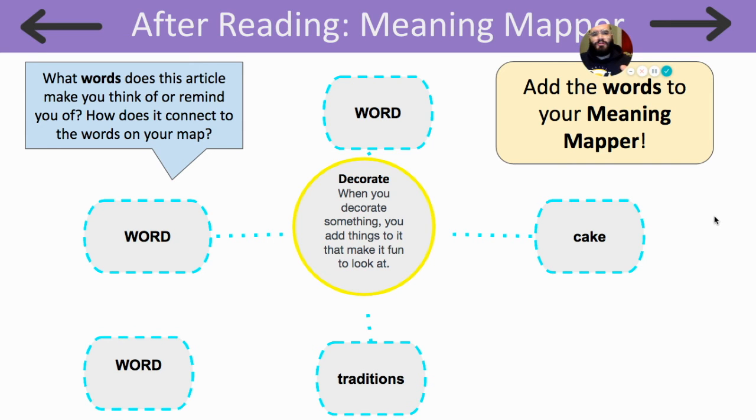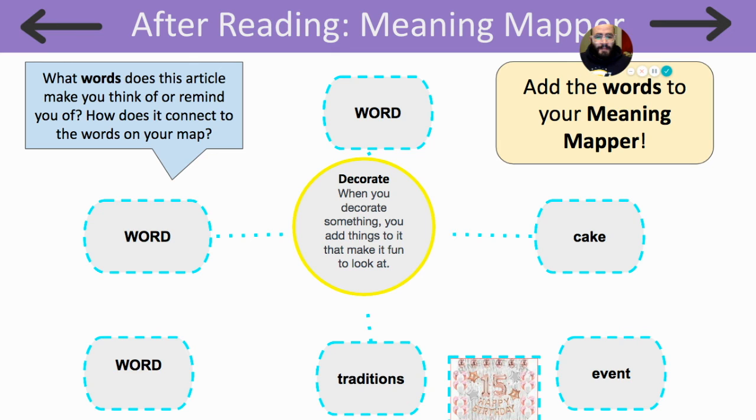Now I want us to go back to our meaning mapper. In the middle, we have the word decorate, and when we decorate something, we're trying to make it prettier, we're trying to make it look better. We already wrote down the words cake and traditions, but after reading this article, what other words can you put in your meaning mapper that connect to the word decorate? Make sure to write those down now. I wrote down the word event because when you have a special event, you usually decorate, such as a birthday. You make sure you decorate and you have balloons and things like that.